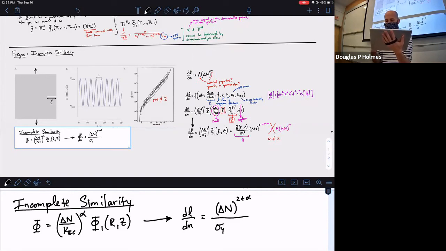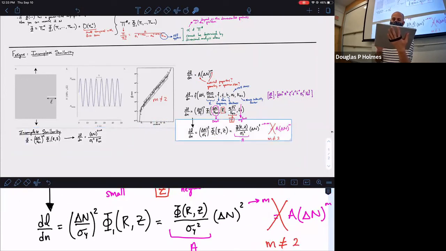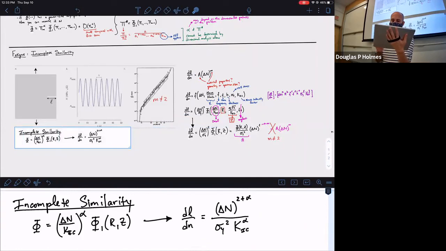over my yield stress squared, K_IC to the alpha. So this number here comes from here, which came from our dimensional analysis. The yield stress squared also came from the dimensional analysis. And then K_IC to the alpha comes from our assumption of incomplete similarity. And then I have to write out my last thing, which is phi 1 of R and Z.